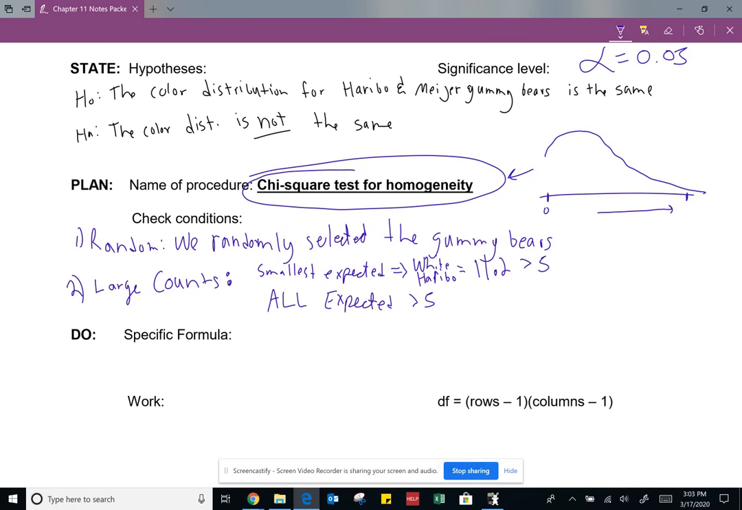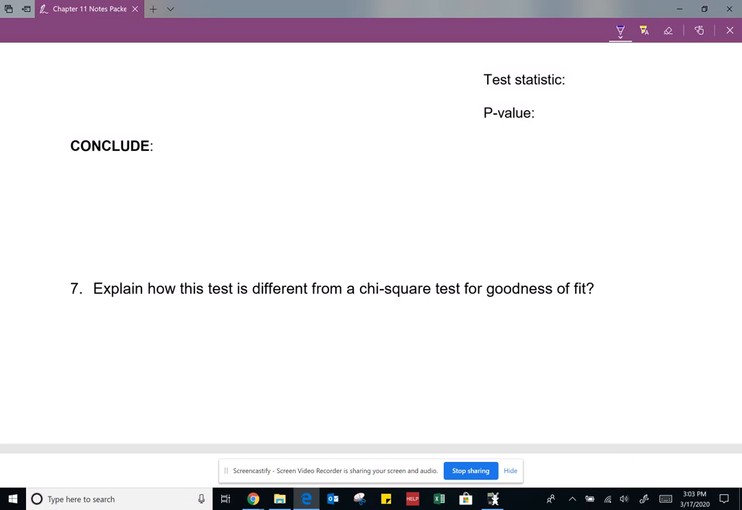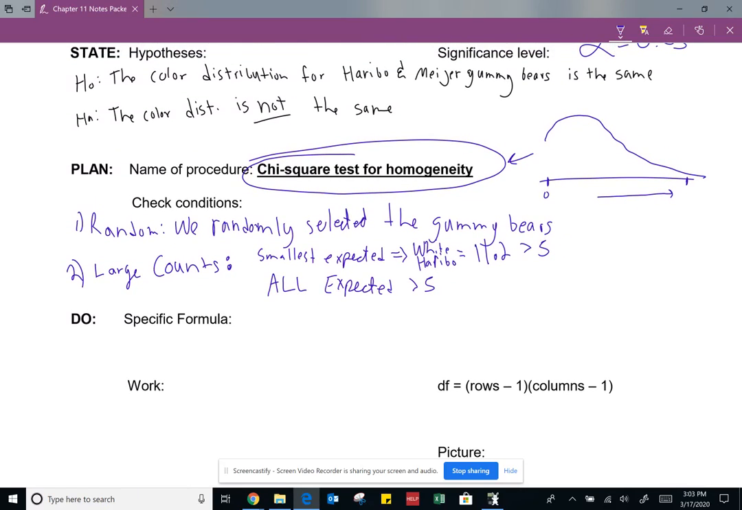What I want you to do now is pause this video and fill out the do and the conclude, and then try to answer this bottom question down here. Explain how this test is different from the chi-square test for goodness of fit. We've kind of discussed this already, but I want you to give it a go.